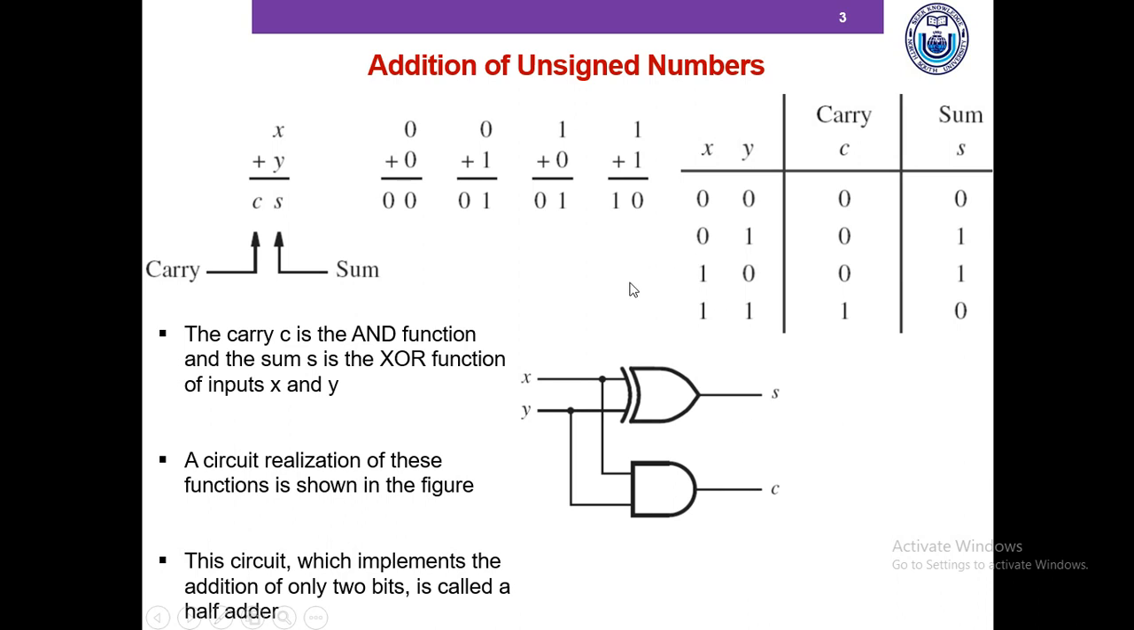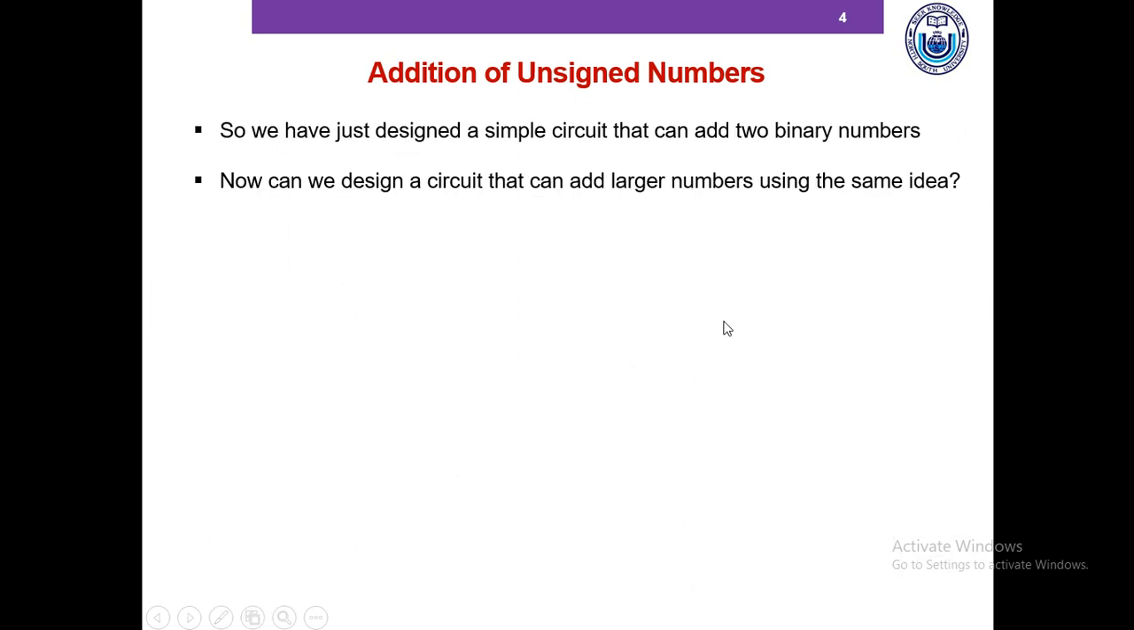This circuit that we introduced in lecture 1, which implements the addition of only 2 bits, is called a half adder. The symbol of the half adder looks something like this. These are the 2 input numbers, this is the sum, and this is the carry. Now, why is it called a half adder? We've just designed a simple circuit that can add 2 binary numbers. Can we design a circuit that can add larger numbers using the same idea?